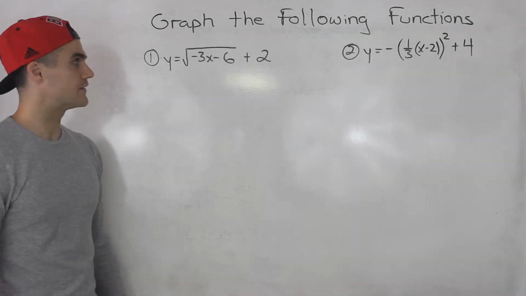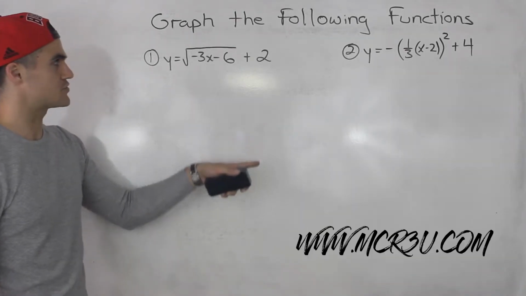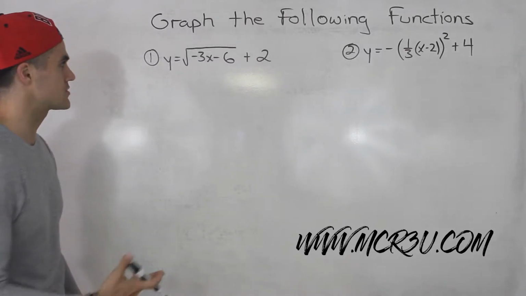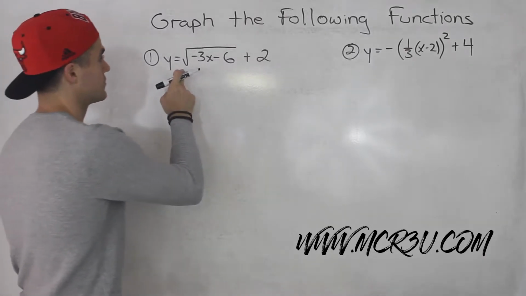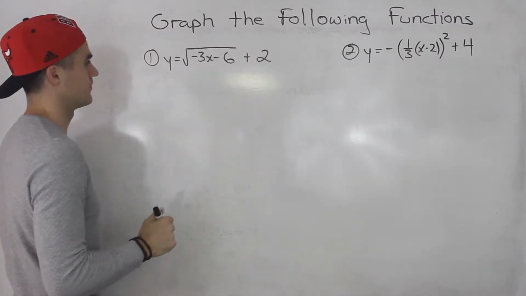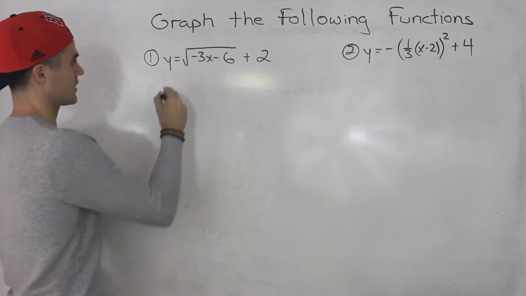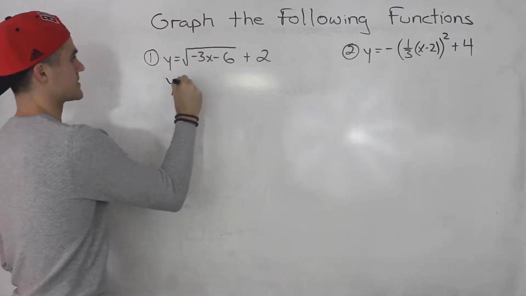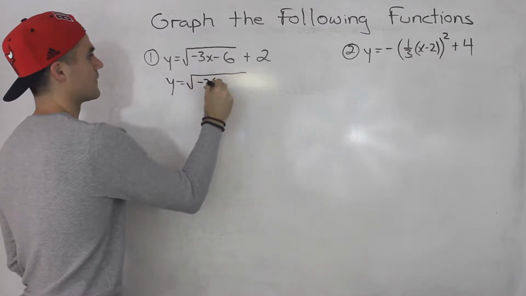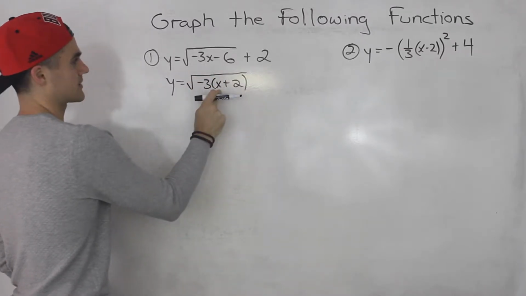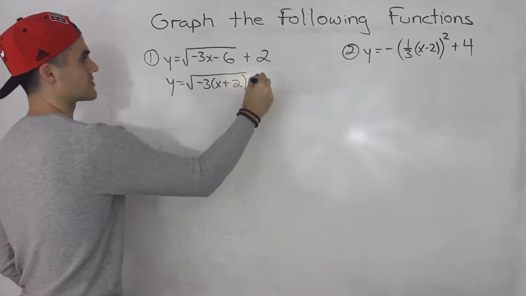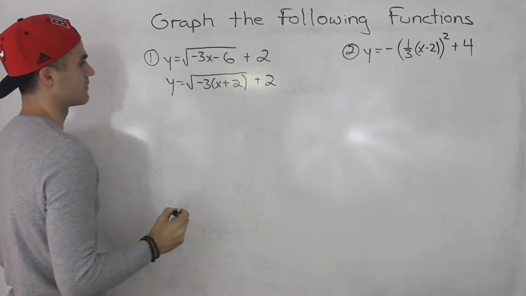Welcome back, everybody. In this question, we have to graph the following two functions. To graph these, I'm going to use transformations. Starting with this one, y is equal to the square root of negative 3x minus 6, plus 2. First thing I'm going to do is factor out this negative 3, because that's going to be the k value, so we could have that x by itself. So we end up with x plus 2 here in the brackets, and then there's a plus 2 outside there.